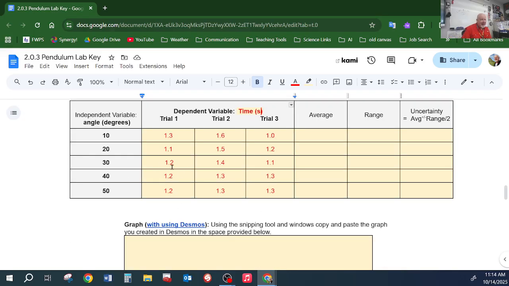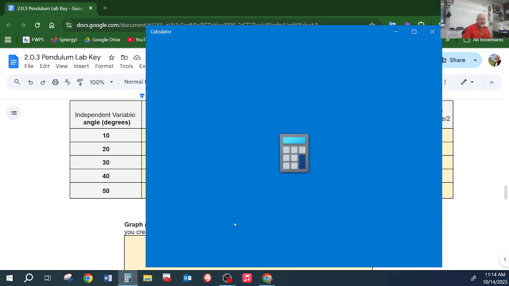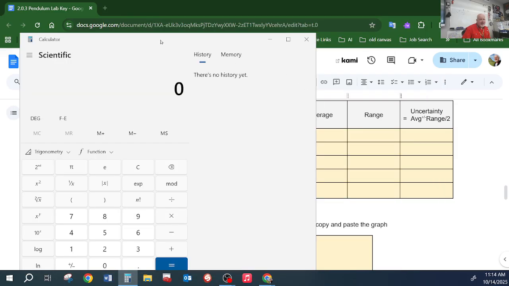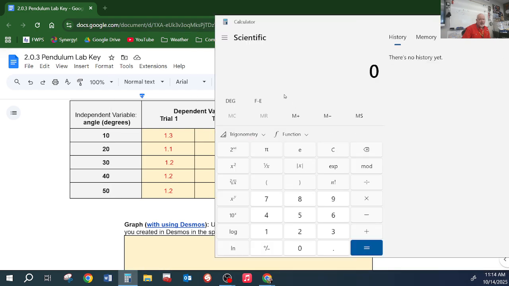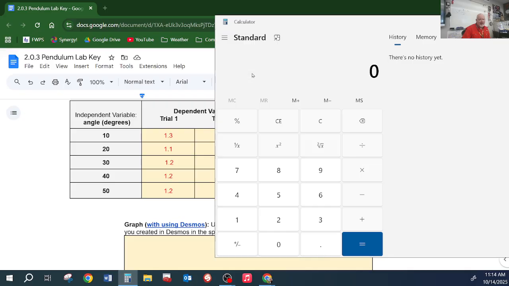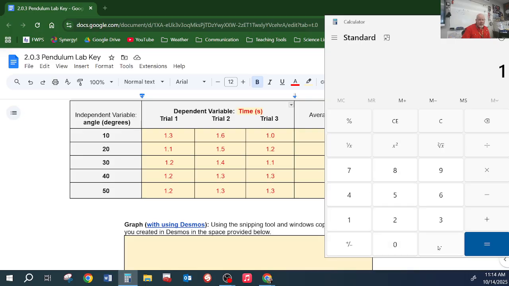Now, I gathered some data here from one of my students, and this is what they had got. To figure out the average, remember the average is these three numbers added together divided by the number of trials I did. So if I were to figure the average, I would use my calculator right here. I don't really need to use a calculator, but I will anyhow. 1.3, 1.6, and 1.0. So can I make this smaller? I'm just going to move this to being a standard calculator to make this hopefully a little smaller. There we go.